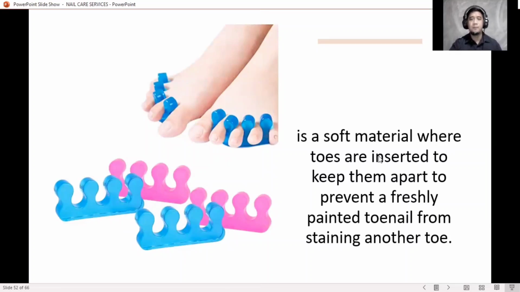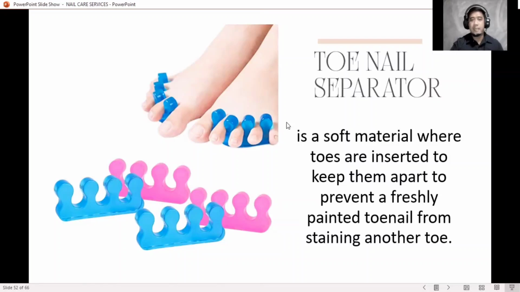It is a soft material where toes are inserted to keep them apart to prevent freshly painted toenail from staining one another. Para hindi matapunan ng mga nail polish na nilalagay natin sa kuko. We have to use this one. Okay, we just use this one on our toes kasi yung mga daliri naman sa kamay kayang humiwalay. Okay, so we call this material toenail separator. Yan, sa paa lang talaga siya ginagamit.